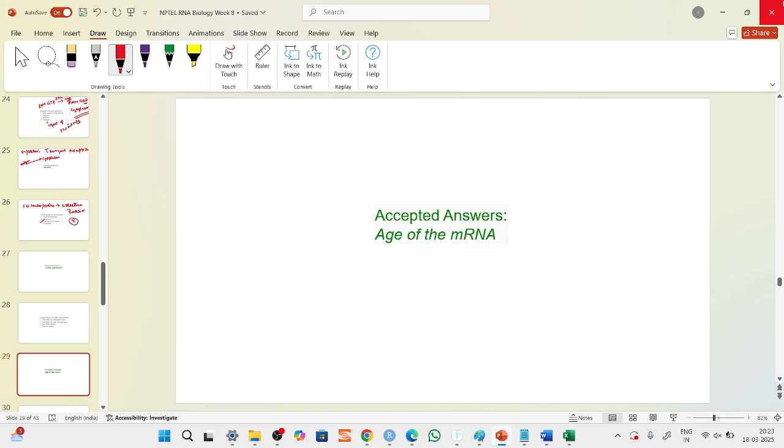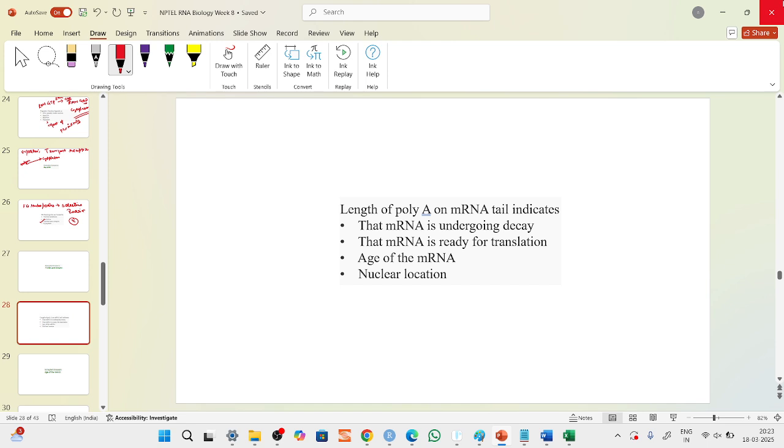We have already discussed that this question was there last time also. If you have a greater poly A tail, that means the mRNA is new, because the exonuclease activity has not acted that much on the mRNA. If the length of the poly A tail is not that long, that means the mRNA is not new, because the exonuclease activity has already acted on the mRNA. So length of the poly A tail indicates the age of the mRNA. Correct answer is age of the mRNA.